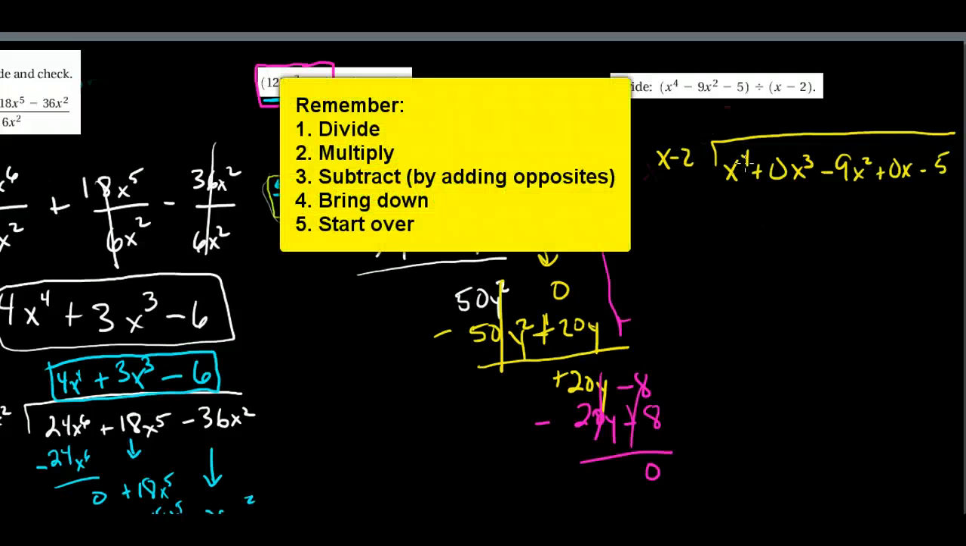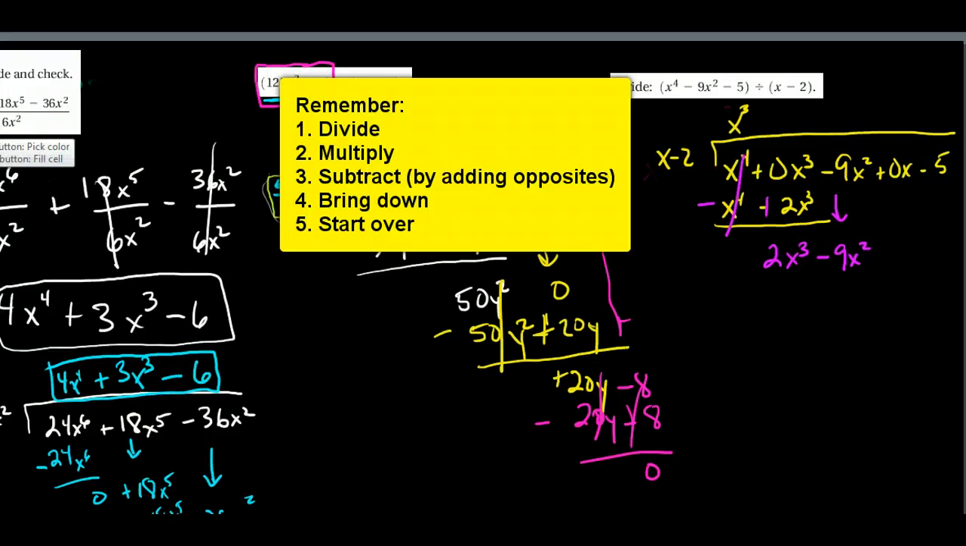Alright, so to get x to the fourth power from x, I have to multiply by x to the third. That gives me x to the fourth minus 2x to the third. I subtract by changing the signs and then adding. Those cancel, and I'm left with 2x to the third. Bring down the minus 9x squared. Oh boy, this is getting to be fun.